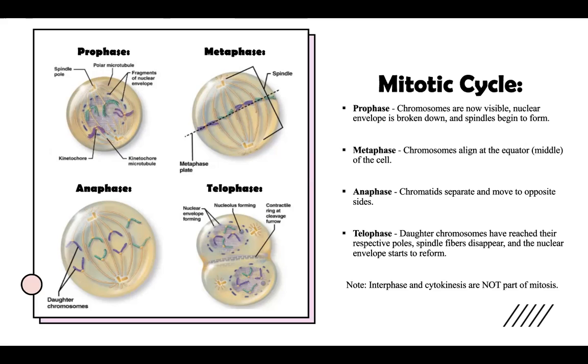The final stage is telophase. A few important things begin to occur during telophase. First, as the spindle fibers disappear, the chromosomes that appear during prophase now begin to uncoil and resume chromatin form. Secondly, the nuclear membrane that dissolved during prophase now begins to reform. And lastly, a nucleolus appears in each of the daughter nuclei.